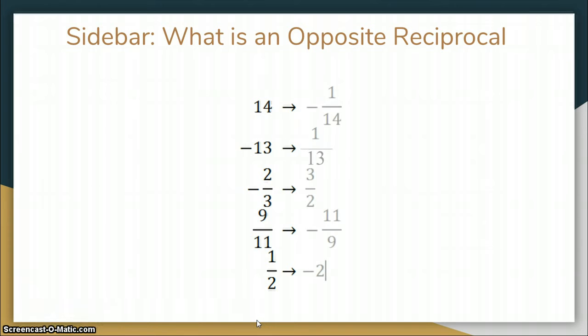Okay, let's take a look. As I mentioned before, 14 becomes -1 over 14. Flip the sign from positive to negative, flip the fraction from 14 over 1 to 1 over 14. -13 becomes 1 over 13. -2/3 becomes +3/2. +9/11 becomes -11/9. +1/2 becomes -2. Those ones get tricky. I gave you these 5 examples. Trust me, you'll have lots of practice and do more and more of these. So work with each other and ask questions if you need to.